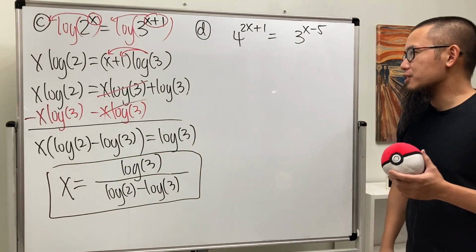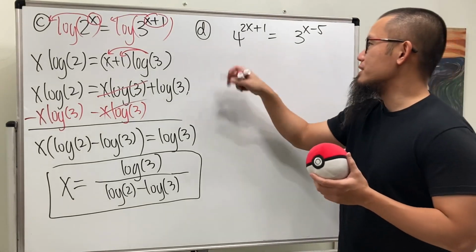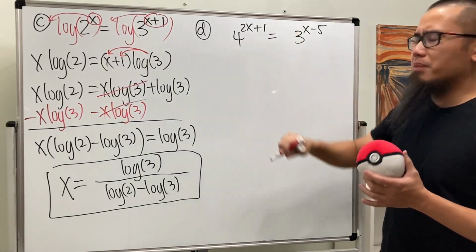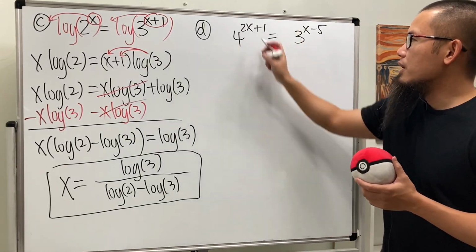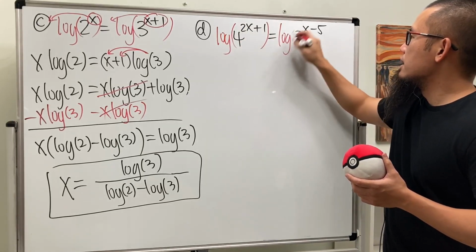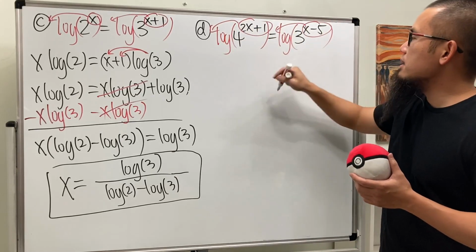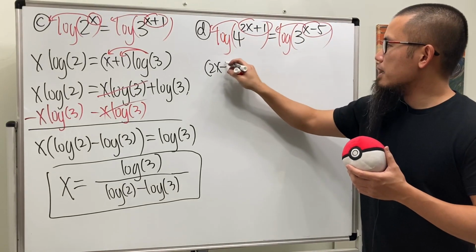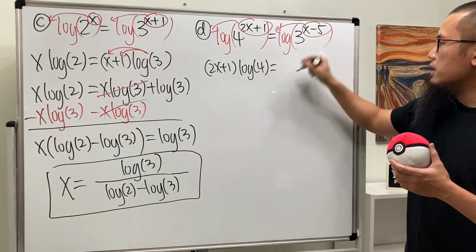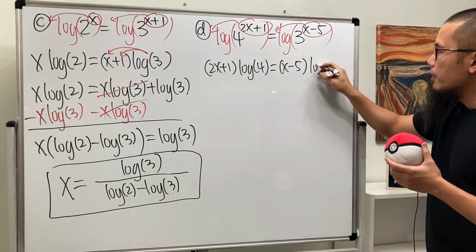Now take a look at this one. Same idea, right? So let me just deal with this. And you might be able to write the 4 as 2 to some power, but it doesn't really matter that much. I'm just going to do the log on both sides. And then again, bring the powers to the front. So here we have 2x plus 1 times log of 4, and that will be equal to this, which is parentheses x minus 5 times log of 3.